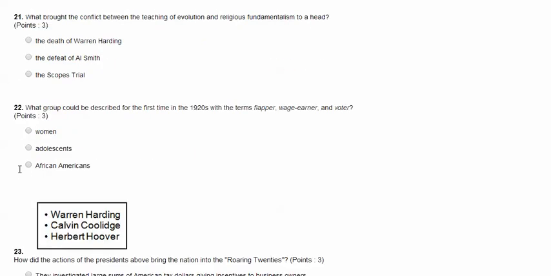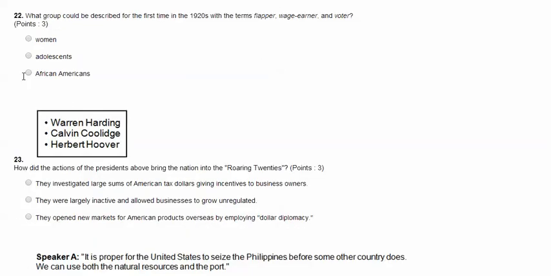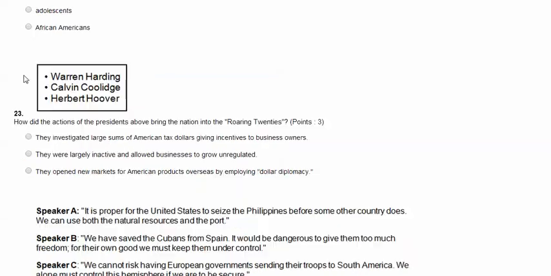Number 21, what brought the conflict between the teaching of evolution and religious fundamentalism to a head? Was it the death of Warren Harding, the defeat of Al Smith, or the Scopes monkey trial, as it was known? Number 22, what group could be described for the first time in the 1920s with the term flapper, wage earner, and voter? Women, adolescents, or African Americans?